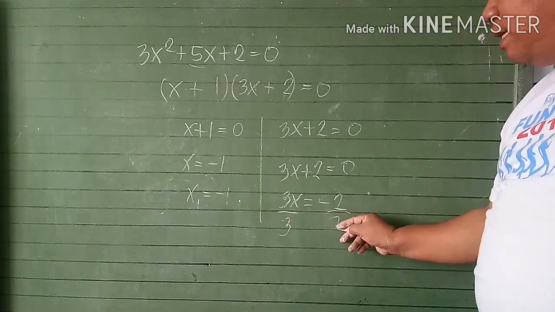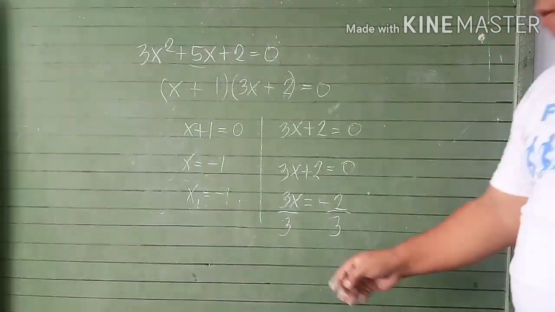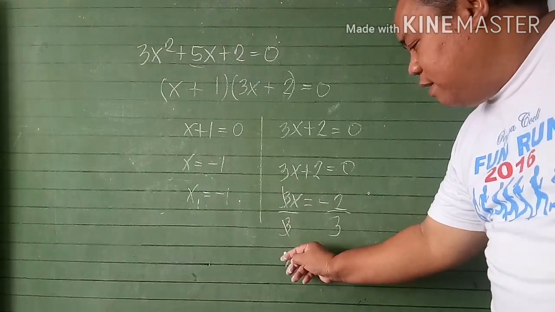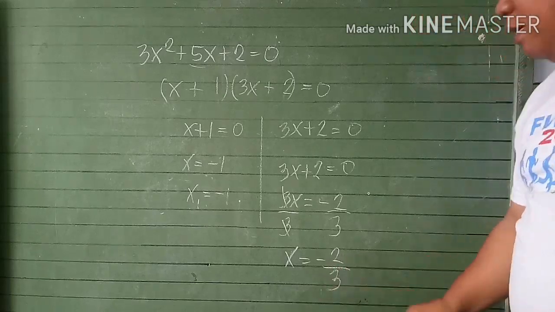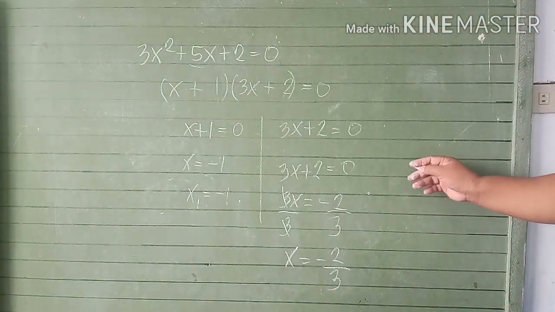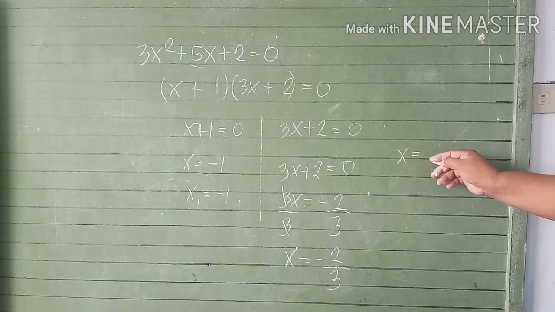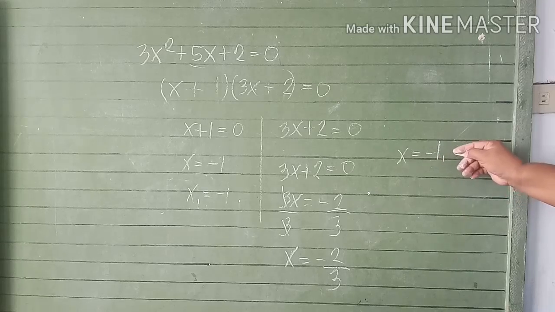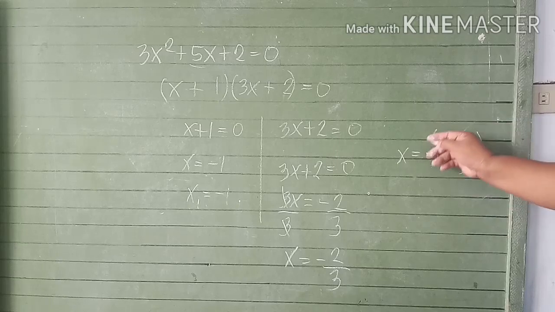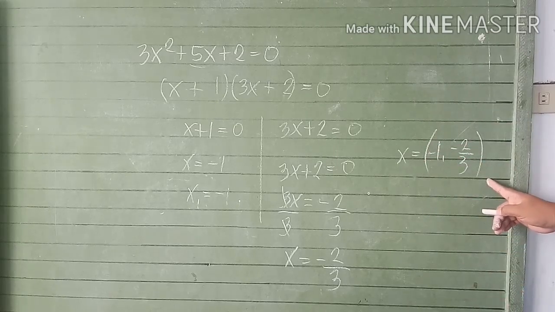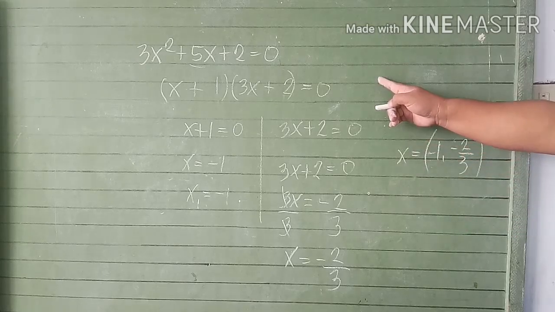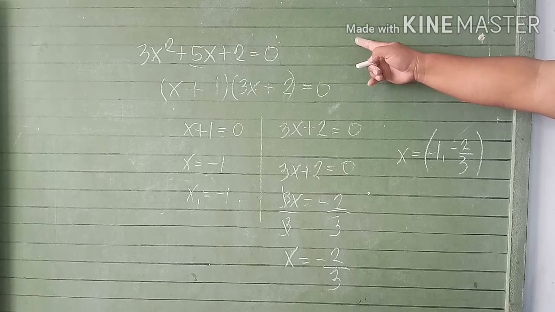And then divide both sides by 3. Why 3? Because this is the coefficient of x. Cancel this 3. So x here is equal to negative 2 over 3. So the roots of our equation are x equals negative 1 and negative 2 over 3. So again, it satisfies the conditions under class number 1, wherein all the roots are negative, all the binomial factors contain positive signs, and all the terms are positive.